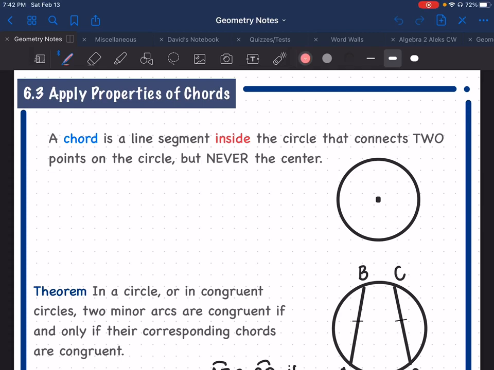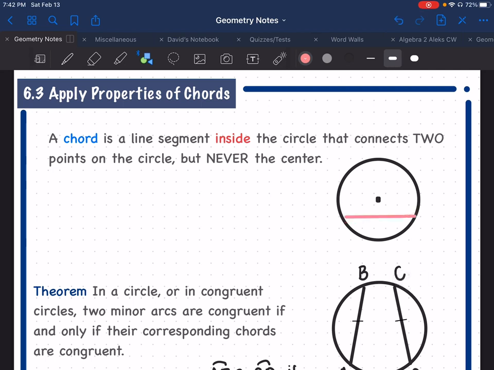Today's lesson is 6.3, Apply Properties of Chords. So let's go ahead and review the definition of a chord. A chord is a line segment inside the circle that connects 2 points on the circle, but never the center. So here is an example of a chord.